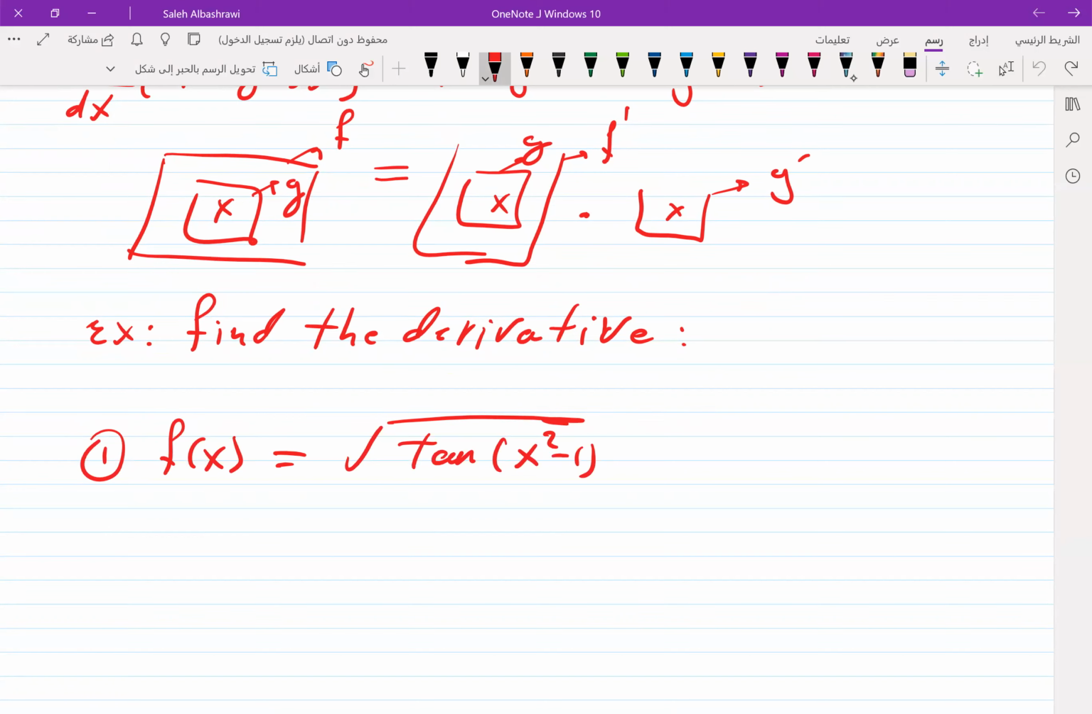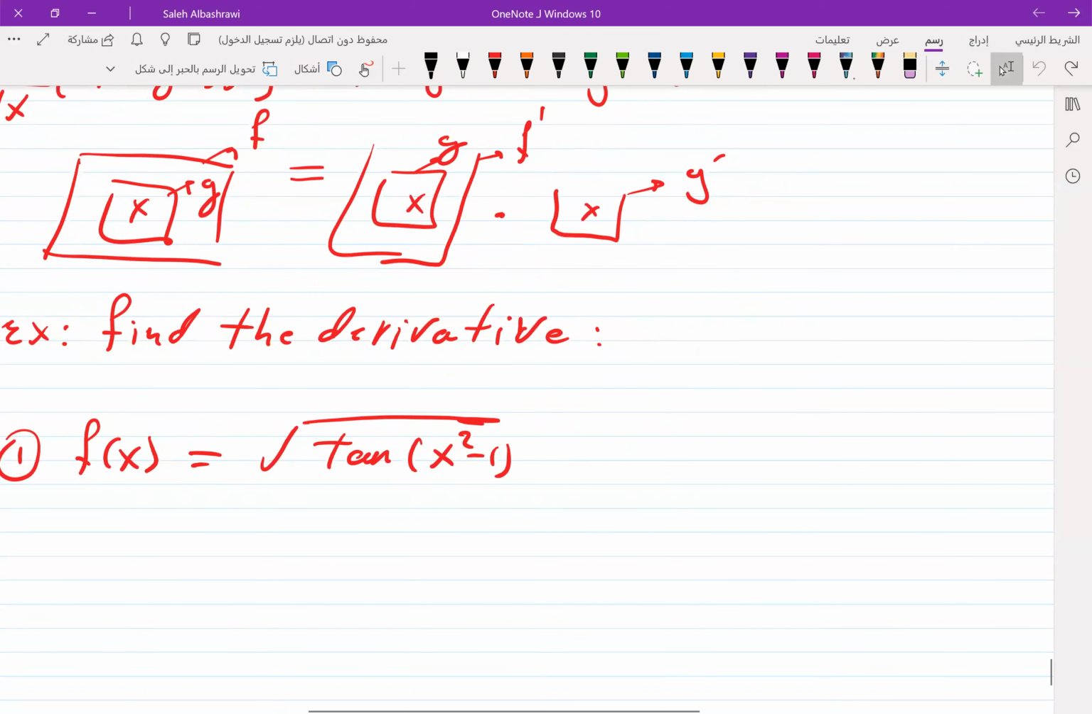Now to find the derivative of this function, we need to know how many functions we have in this example, because this is a composition of different types of functions. If we check this carefully, you will see that we have square root, this is one function. We have tangent, this is another function, and we have x square minus 1, which is another function. So I have three functions, which means I must have three derivatives.